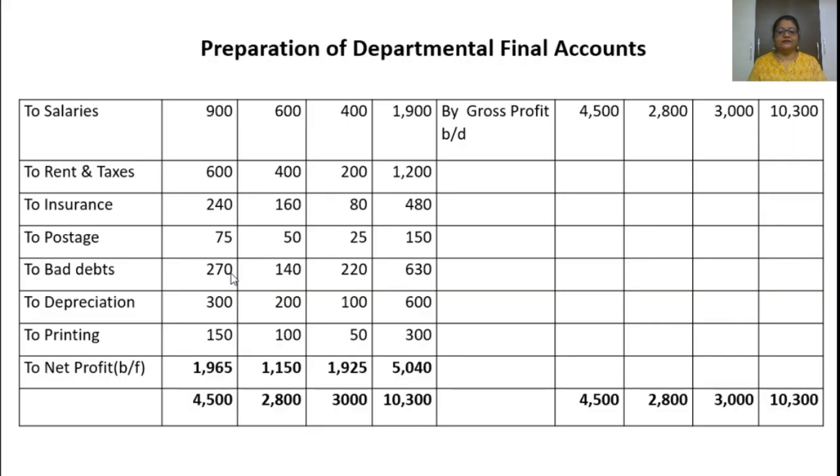Bad debt. If it is given individually department wise, then you have to write 270, 140, 220, total 630. Then depreciation is on common ratio 300, 200, 100. Printing common ratio 150, 100, 50. You can see these are allocated in common ratio. Now you can see this total. From that total, the difference is your net profit. So for department A 1,965, B 1,150, for C 1,925. Total net profit is 5,040 rupees.